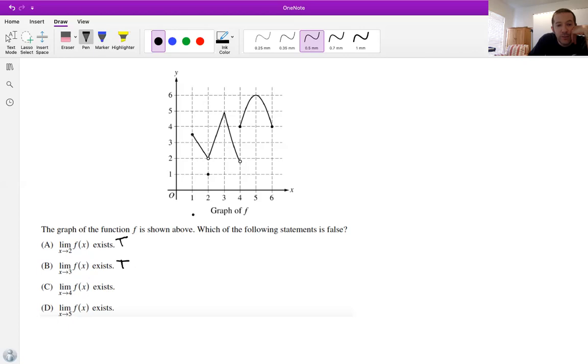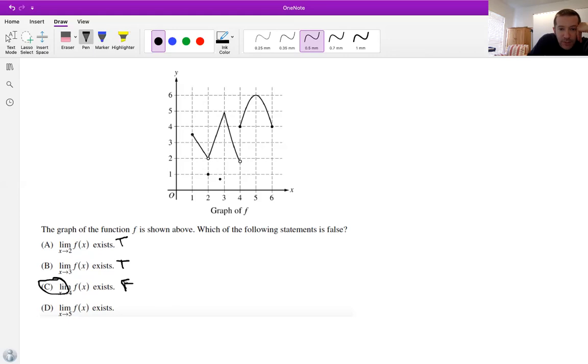Limit as x approaches 4 exists. All right, this is going to be the one that's false because I can see as x approaches 4 from the left on the graph, the y approaches like 1 point whatever, 1.9 or something. And as x approaches 4 from the right, y approaches 4. These are not equal. Therefore, the statement is false. And therefore, this is the correct answer. Remember, the question says which of the following statements is false.